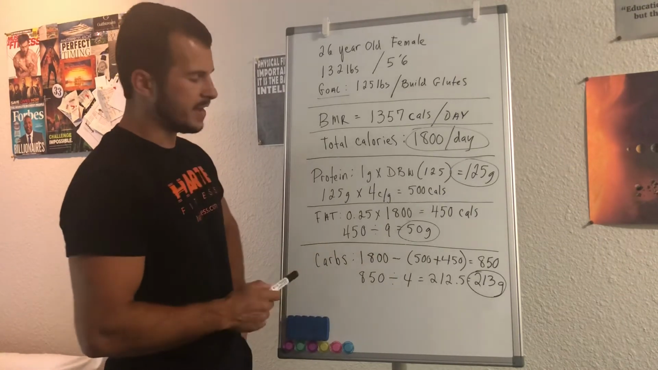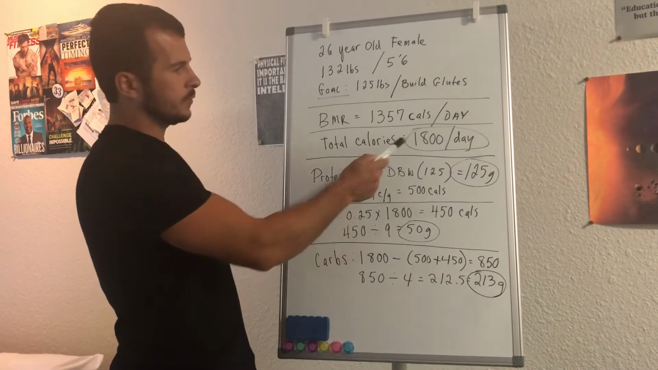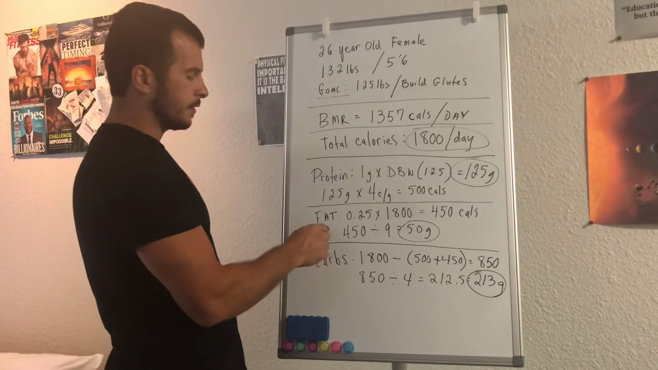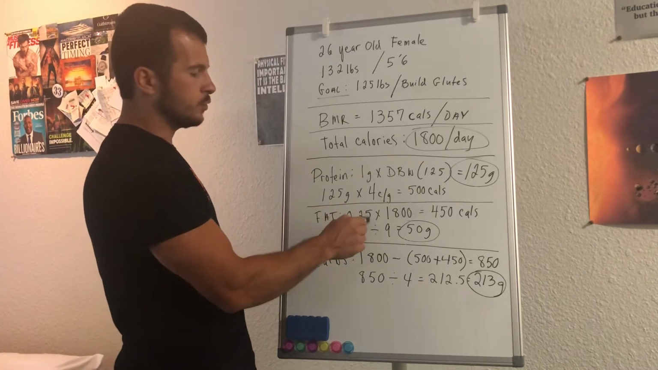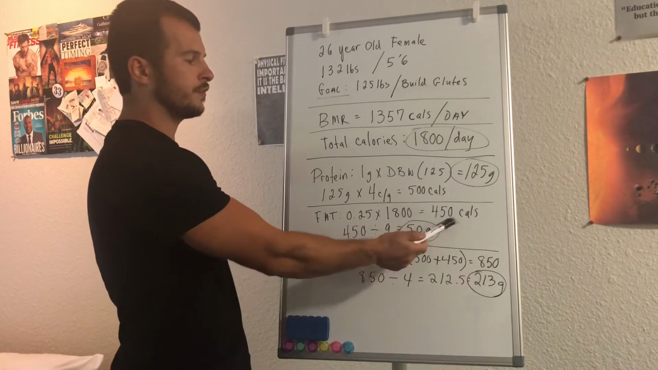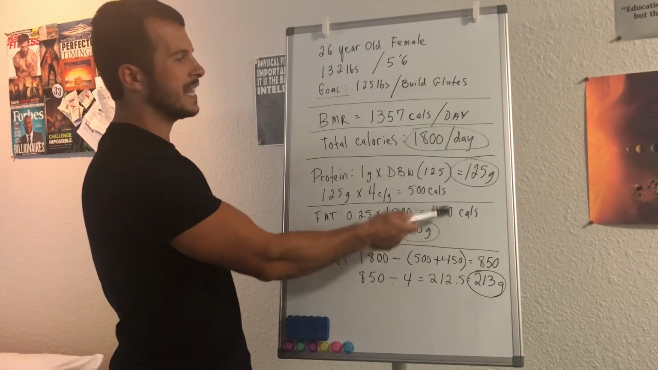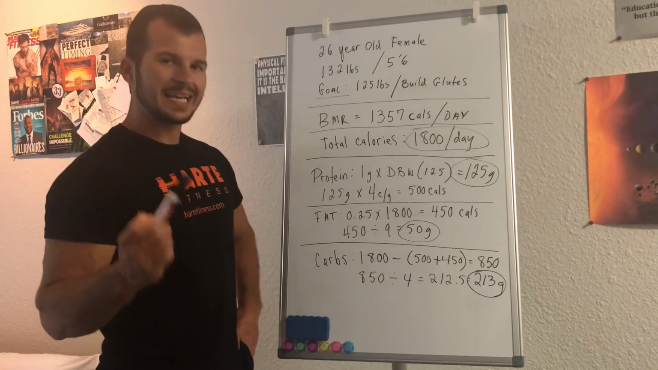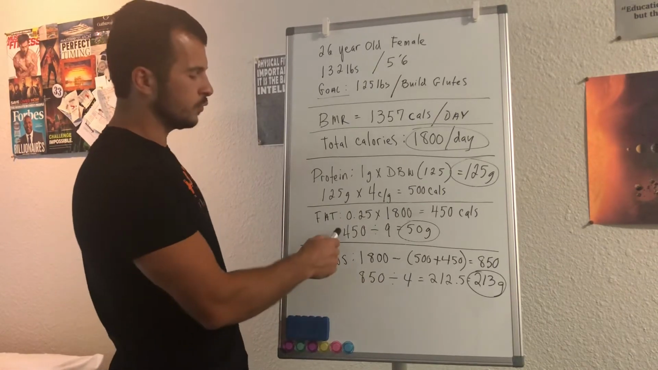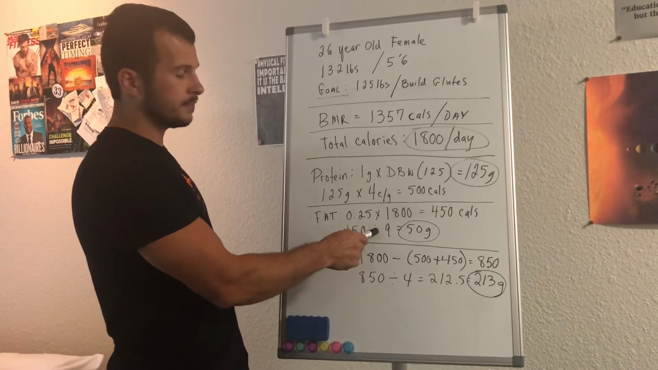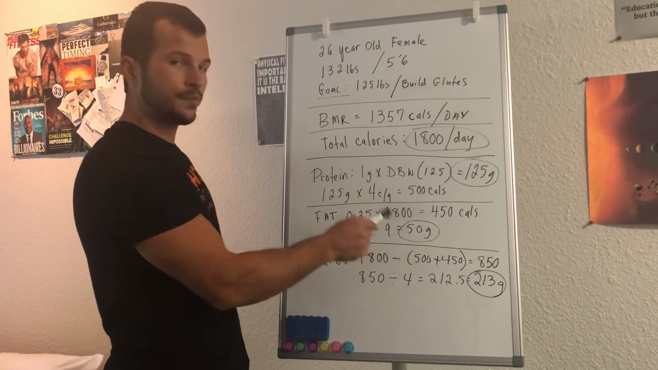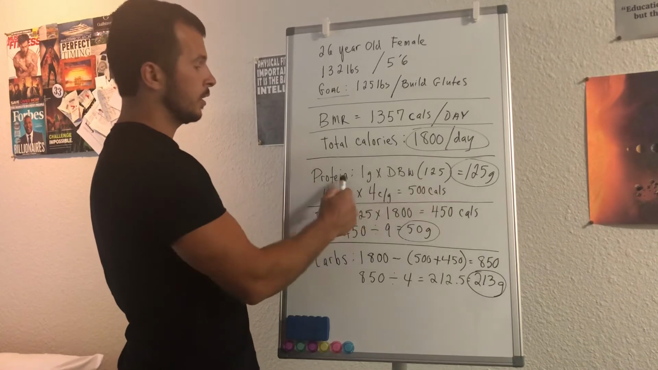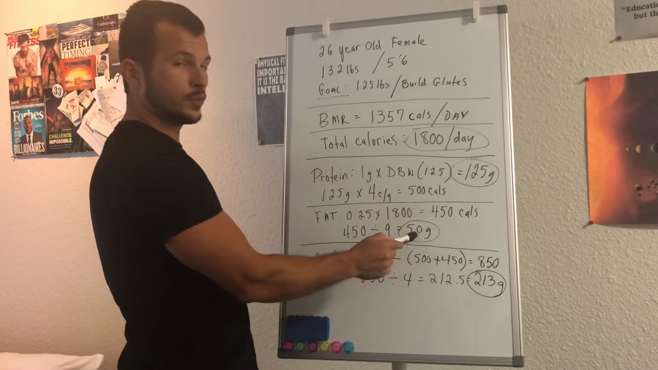Now we're going to move on to fat. A quarter of your calories, 0.25 of the 1,800, should be coming from fat. So you times 0.25 times 1,800, that gives you 450 calories. So 450 calories of the 1,800 is going to be coming from fat. There's 9 calories per gram of fat, so you do 450 divided by 9, which equals 50 grams. So we just determined that there's 125 grams of protein, and now there's 50 grams of fat.